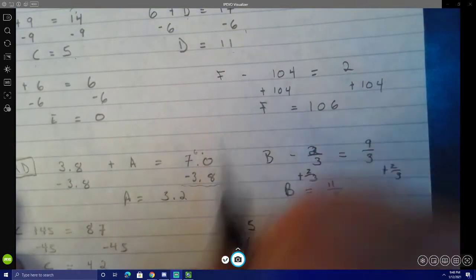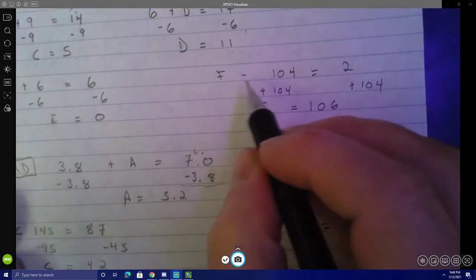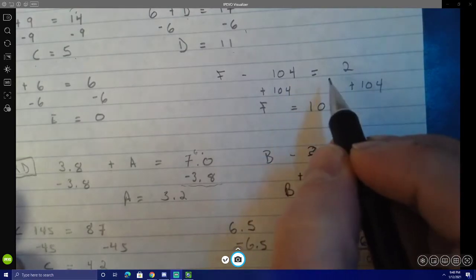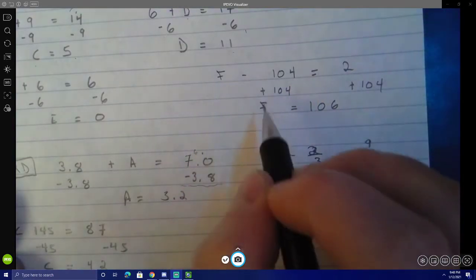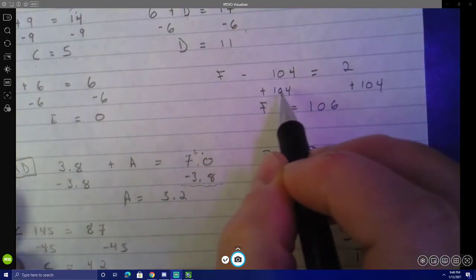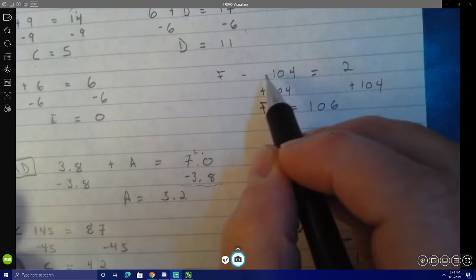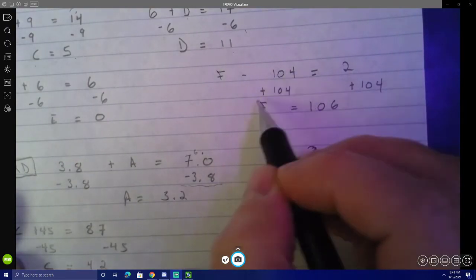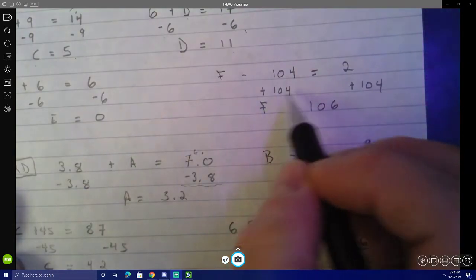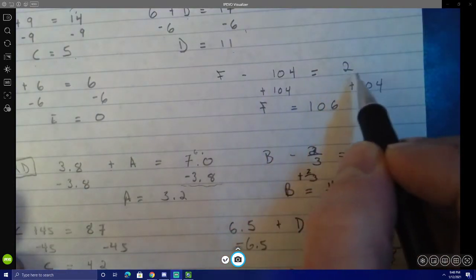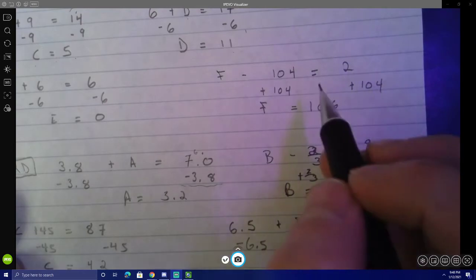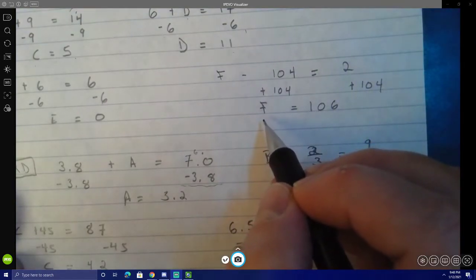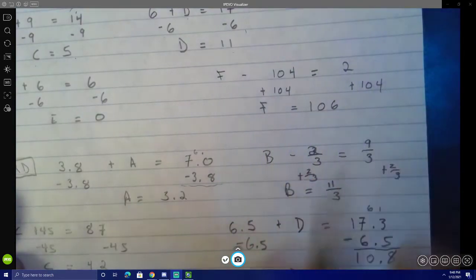The last problem in the normal category, we had f minus 104 is equal to 2. To isolate f, I would need to add 104 to both the left and the right side. So when I have negative 104 and I add 104 to that, that is actually equal to 0. And when I take 2 and add 104, that leaves me with f is equal to 106.